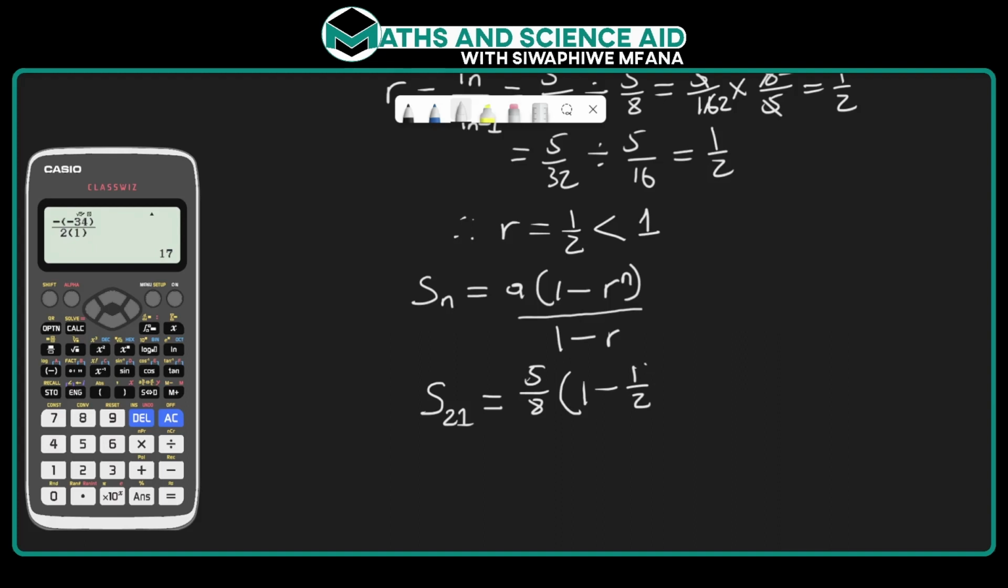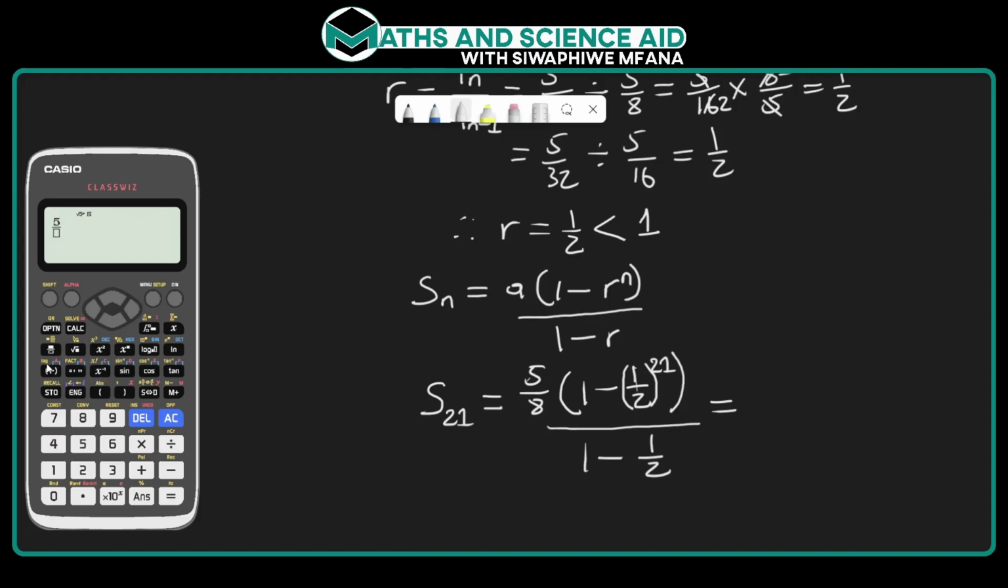All of that, this ratio should be to the power of 21. So it's very important to include these brackets since this is a fraction, right? And then we divide that by 1 minus 1 over 2. And this here should give us the value of k. And so we can simply solve this using a calculator.